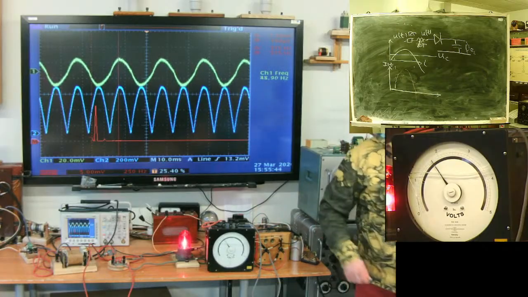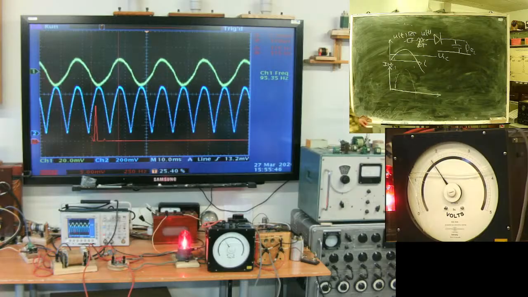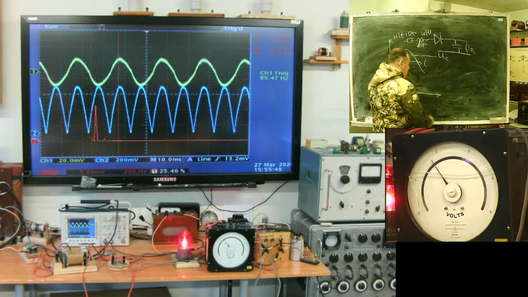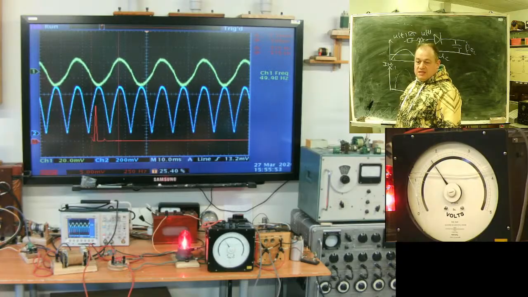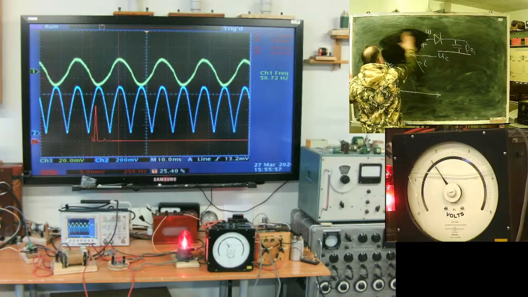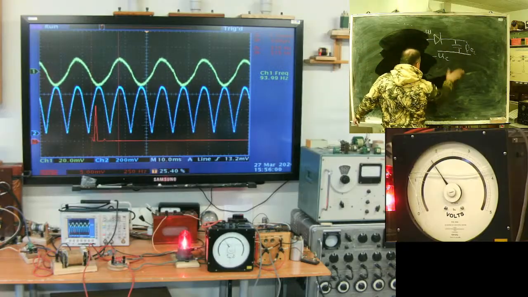Nice. But this thing that I've shown now is an old style where we have a 50 Hertz transformer. It's obsolete. Now we live in a different world.